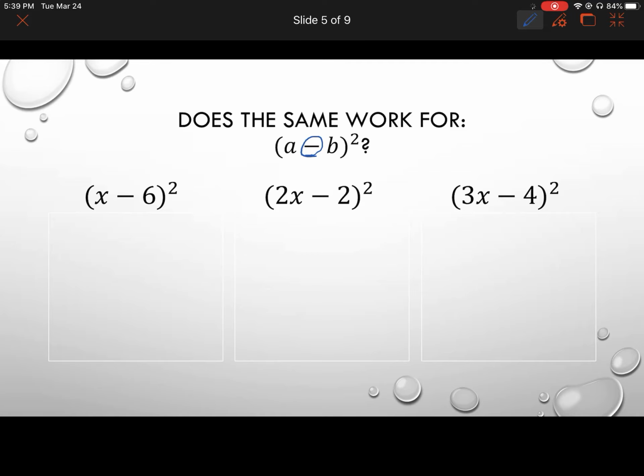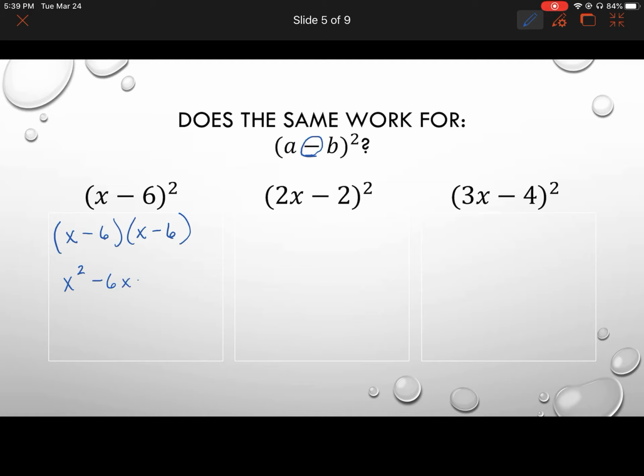All right, so we're going to do the first one expanded again. So x minus 6 times x minus 6. If you want to use the shortcut, that's totally fine. So I'm going to use first times first, which would be x squared. The outside terms would be negative 6x.